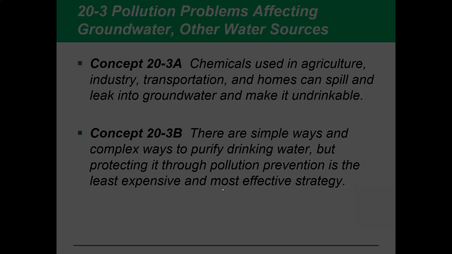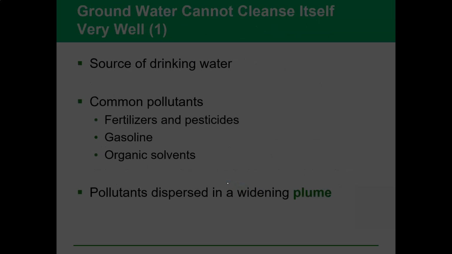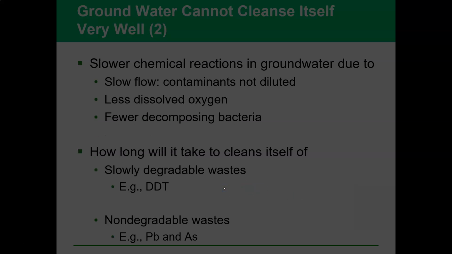All right, pollution problems affecting groundwater and other water sources. So groundwater cannot cleanse itself very well. Groundwater is the water in the aquifer underneath the ground. It is a source of drinking water. It does get filtered on the way there, but if the groundwater itself gets contaminated, it doesn't clean itself because there's nowhere for it to go. It just sits there. So common pollutants that get into there are fertilizers and pesticides, gasoline, and organic solvents. And if pollutants get into it, it will be dispersed in what's called a plume as it goes out from the source of pollution.